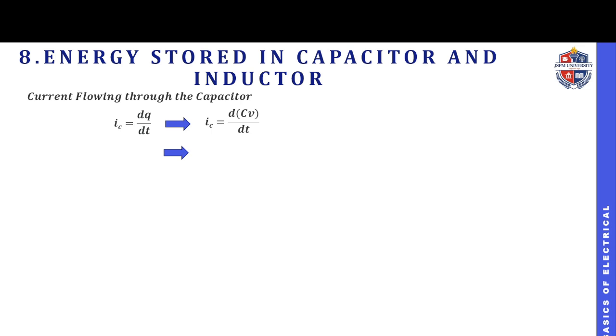But C is the capacitor. Assume that C is constant. Therefore IC is nothing but C into dV divided by dt.